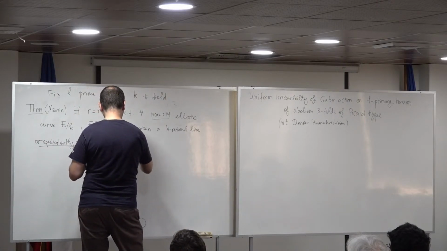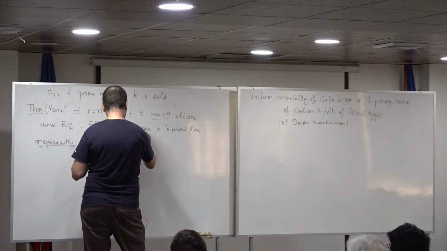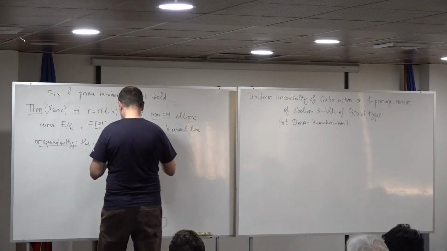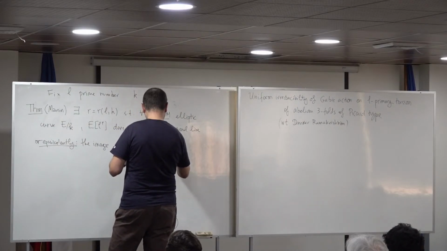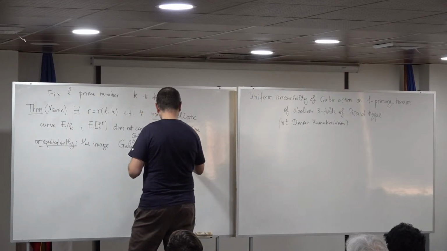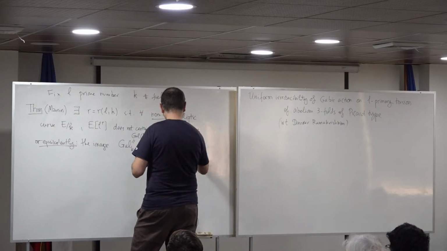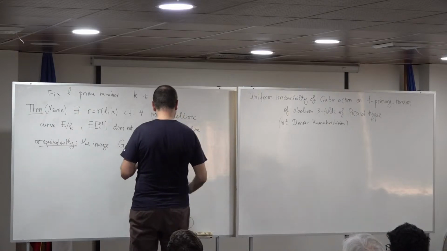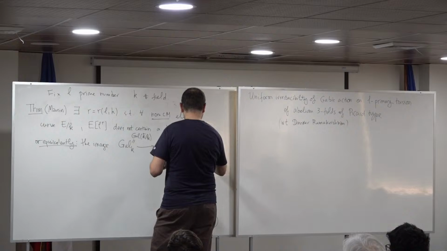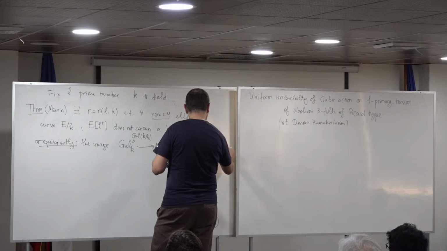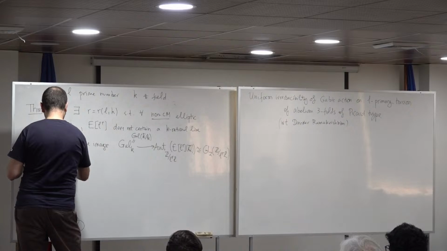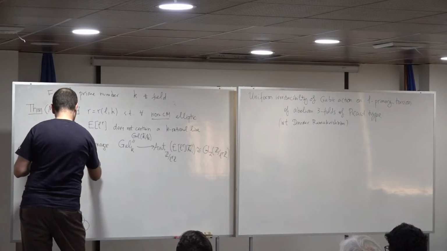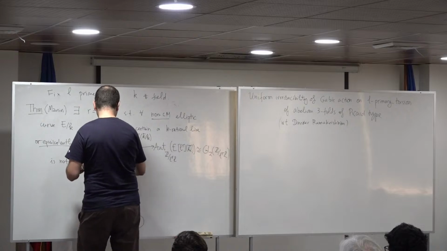If you consider Gal_K, the absolute Galois group of K, acting on the L^R torsion, that thing is isomorphic to GL2 of Z over L^R Z. So the image of this Galois representation is not contained in a proper Borel subgroup.